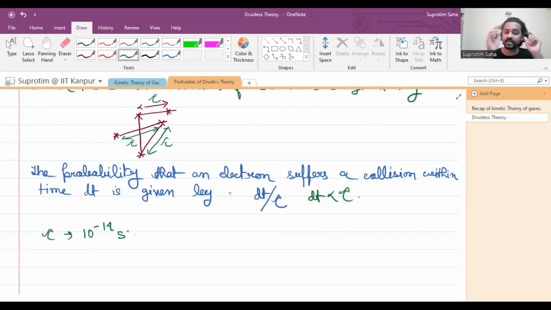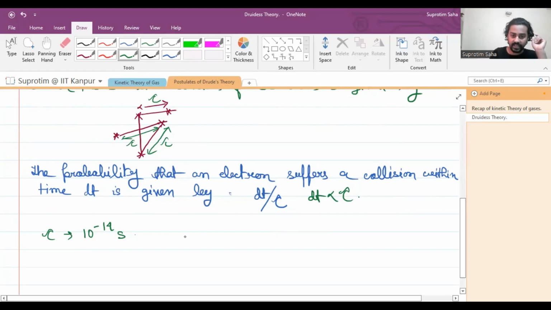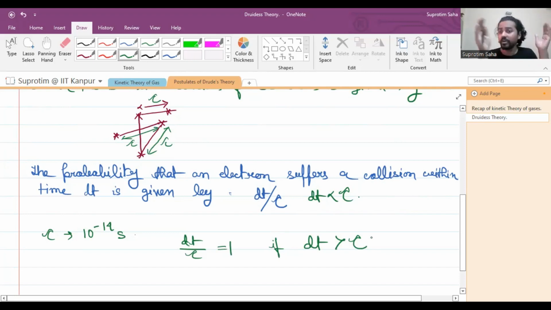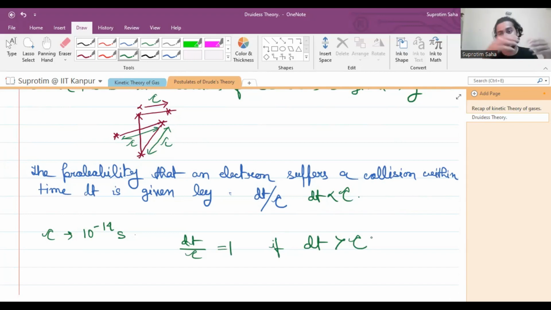And we can easily write that dt by tau equals 1 if dt is greater than tau. You can naturally expect that, because beyond tau it has suffered many collisions. If you are looking at, let's say, milliseconds, it has suffered an enormous number of collisions, not only one. So the probability of a collision occurring is definitely one.